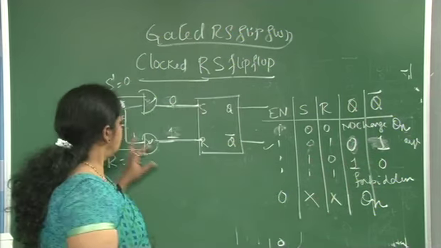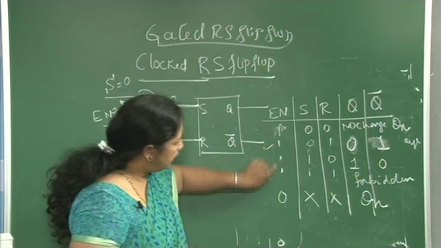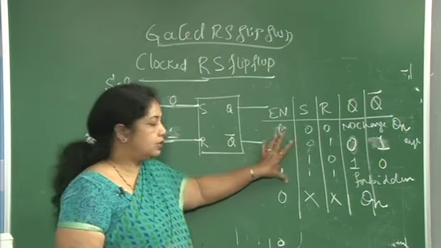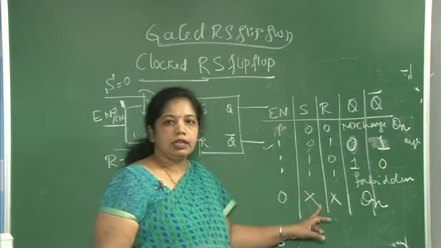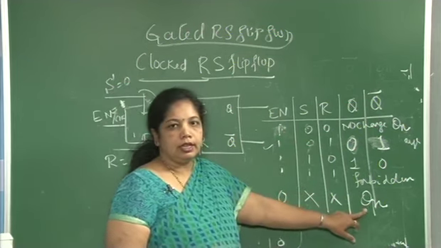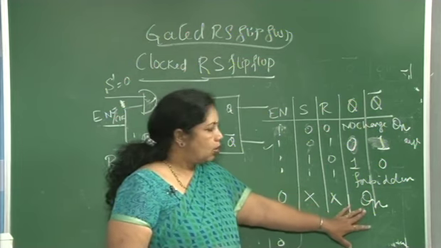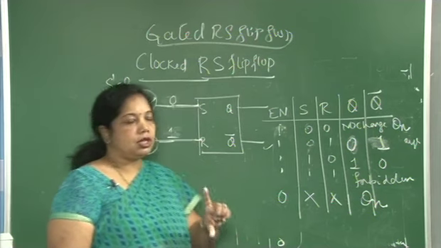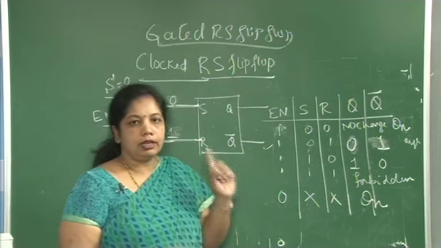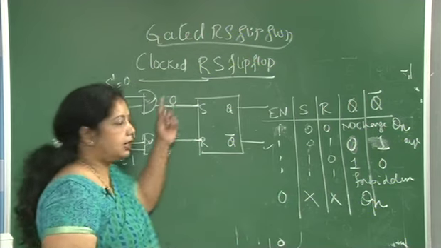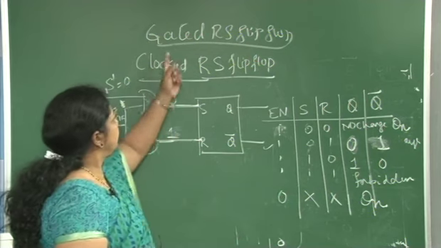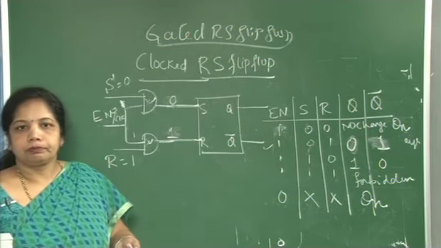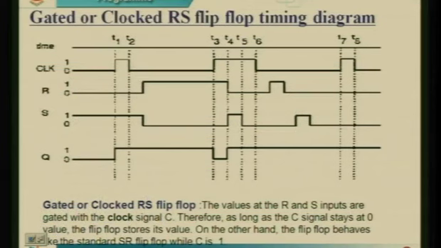Based on enable, if enable is high, it acts as a normal SR flip-flop. If enable is low, whatever the inputs may be, you do not get any change, so your output remains in the previous state itself. Since I am using this clock or enable signal through 2 AND gates, we call it a gated RS flip-flop. You can see the timing diagram over here.